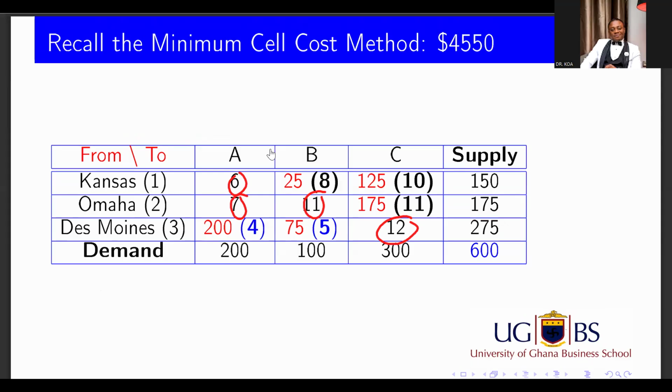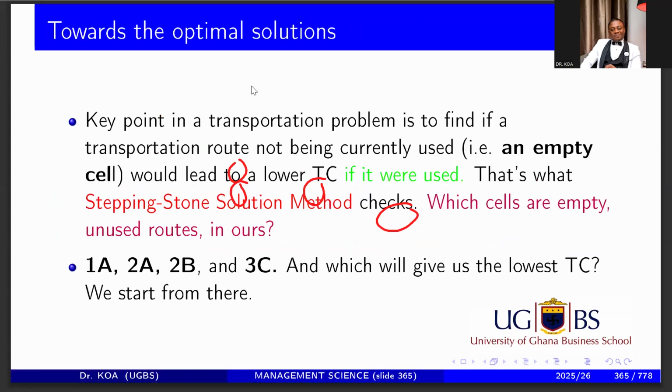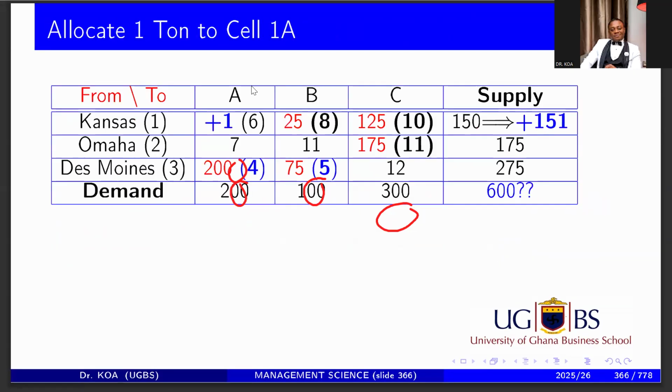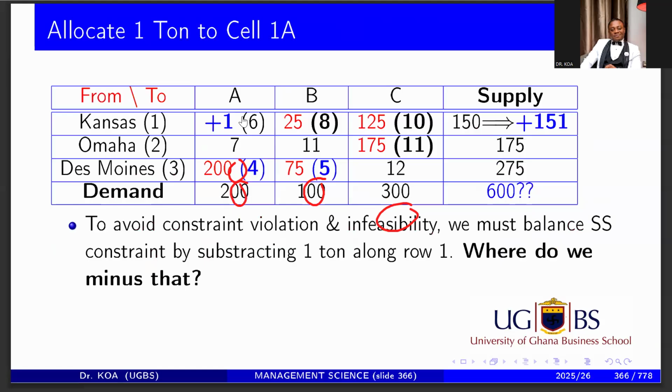Because you can see that some costs like 8 were used, some costs like 11 here were used, 10 here were used. But because of the nature of the method, 6 and 7 are not used. So what does it do? First thing is that it will give the lowest total cost for them. So here, it will say let's add +1 to this 6.